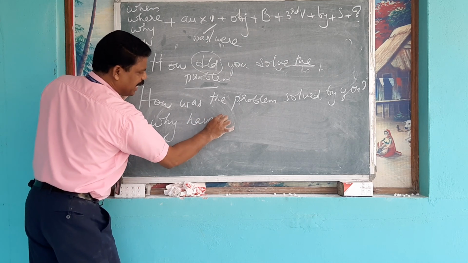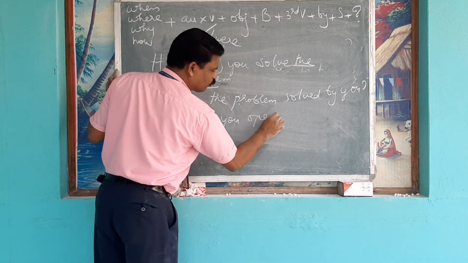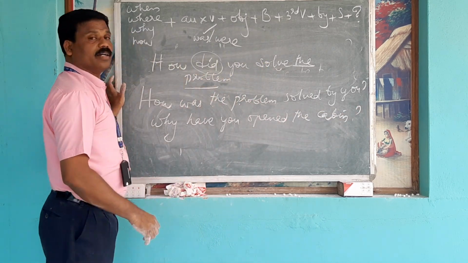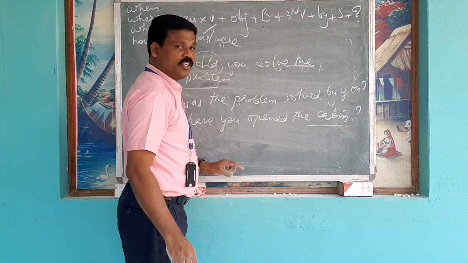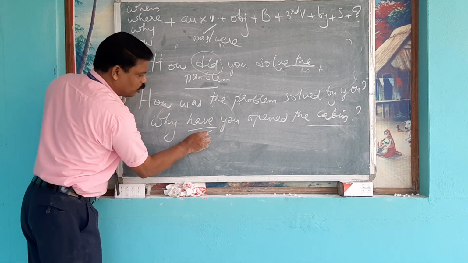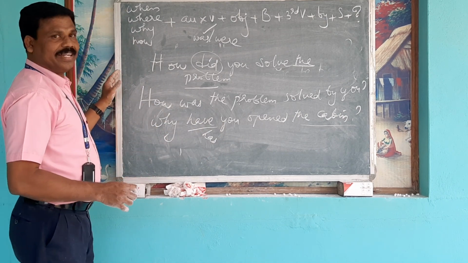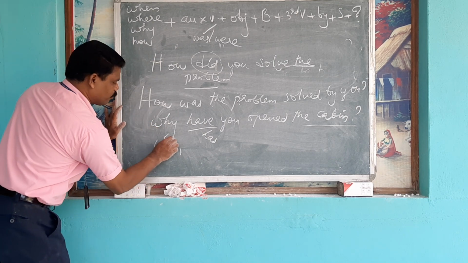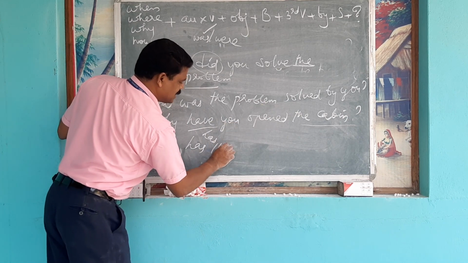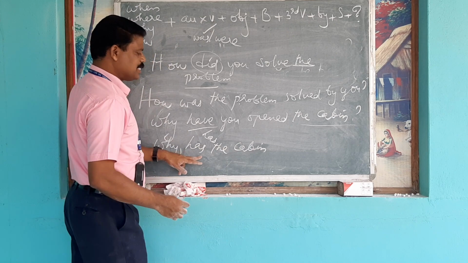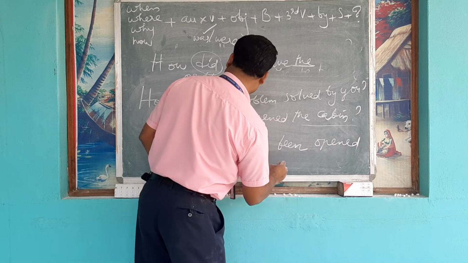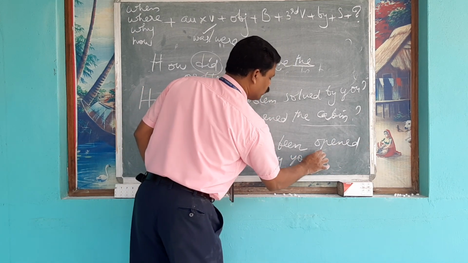Why have you opened the cabin? Here the object is the cabin, which is singular. The given auxiliary verb have is plural; the singular of have is has. So when we write the answer: question word why, auxiliary verb has, object the cabin, with has we add been, then the third verb opened, by you.